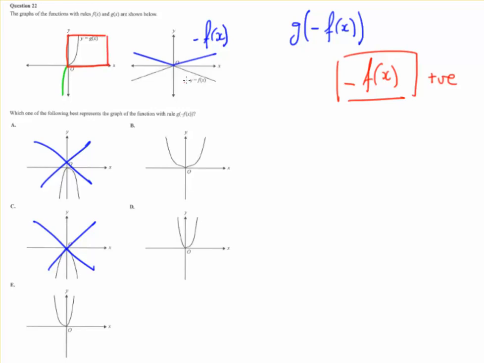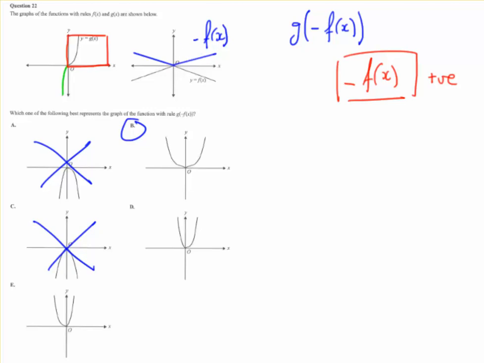The reason being, once again, negative f of x is a positive quantity. So we're only inputting positive values into g of x, into that function. So we're only going to get these positive y values, but we're only concerned with this part. We're never going to look down here. So the answer here is actually B, because B is symmetrical. We expect it to be symmetrical.